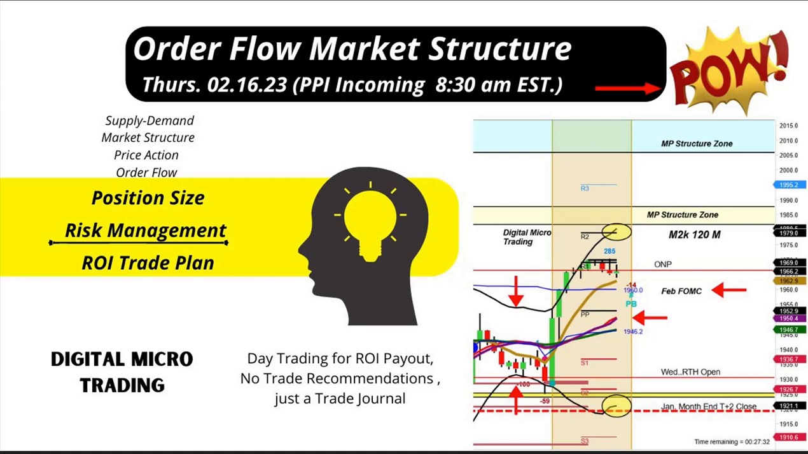We're doing the order flow market structure Thursday, February 16th, and we've got incoming PPI 1 hour before RTH opens. So we'll cover supply, demand, market structure, price action, and order flow on 4 charts. But really what this is about is defense. Position size, risk management is my ROI trade plan for this Thursday.